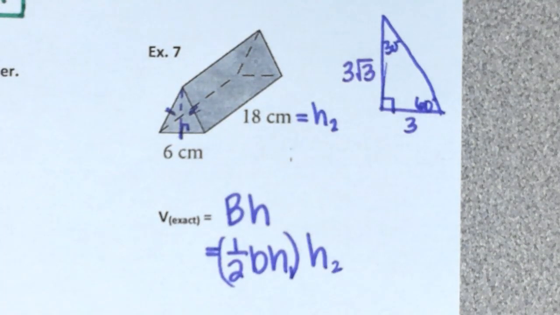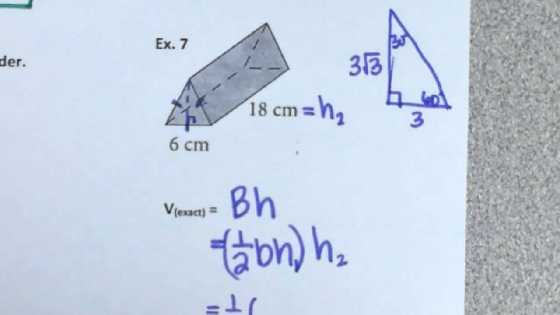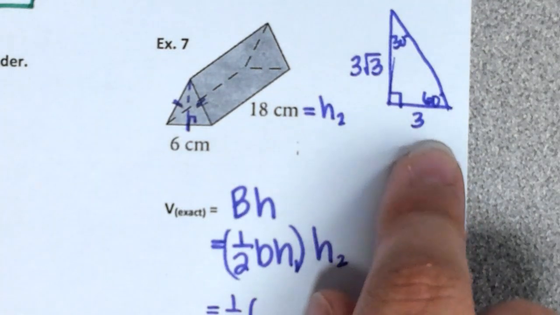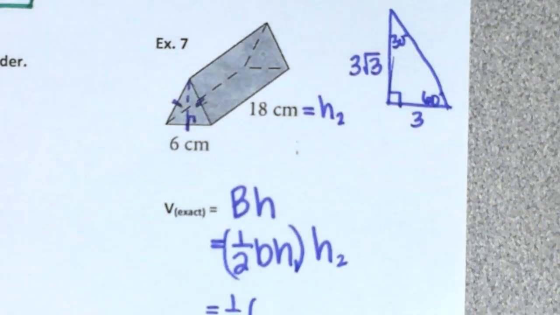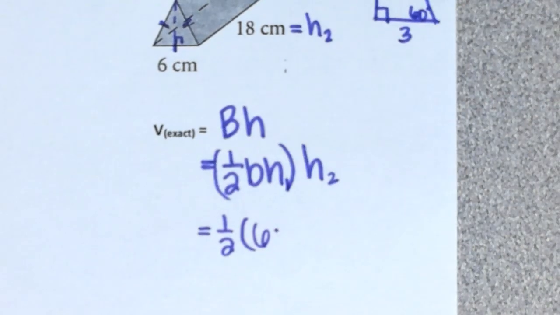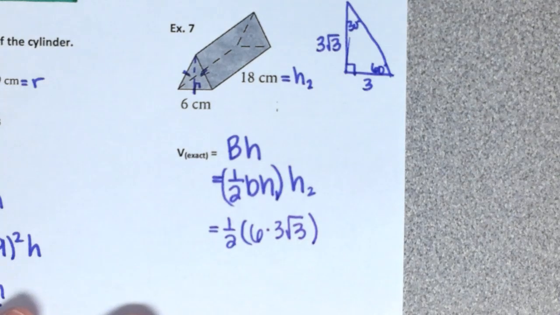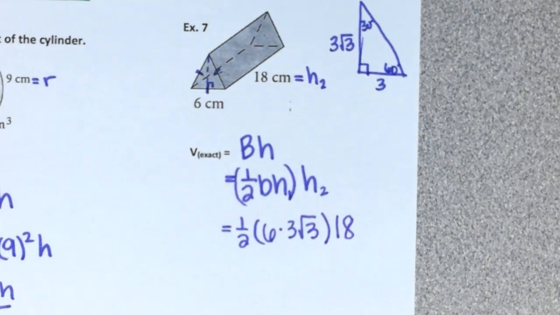Be careful. What is the base of my triangle? The base is this one right here. Don't think this is the base. That's a common mistake people make. That's only half the triangle. The whole base is 6. What's my height? 3 root 3. And what's the height of the prism? 18.